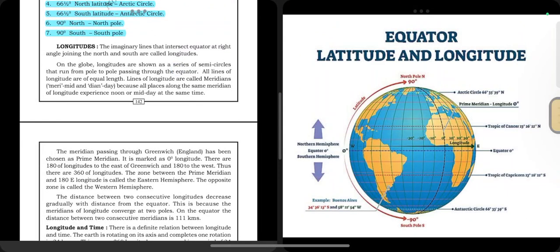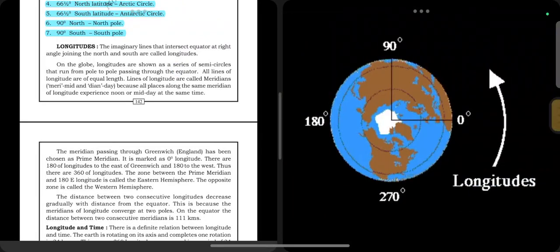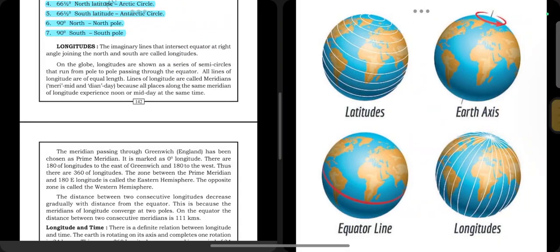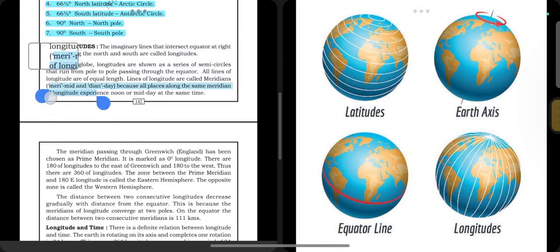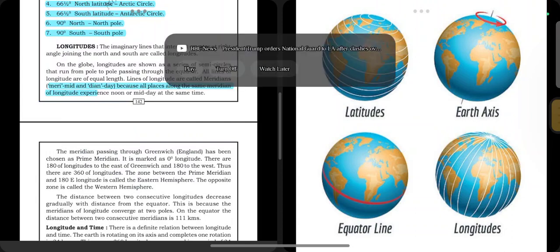Coming to longitude, it is the same on the globe. As I said, each is a semicircle running from pole to pole. So this is very important: the meridian. Meri means mid, dian means day. Meridians are the longitudes. Meri means mid, dian means a day.